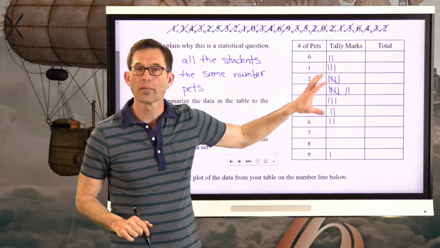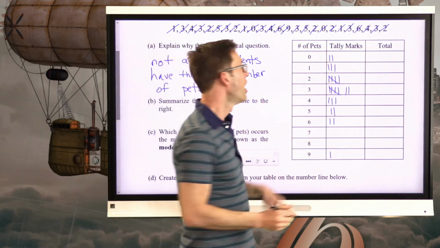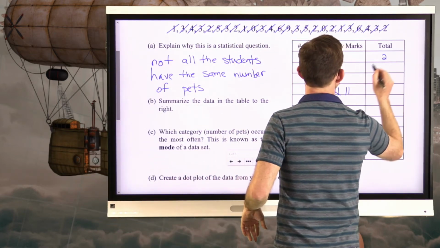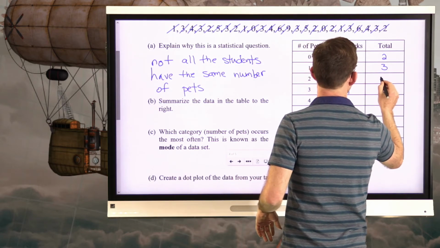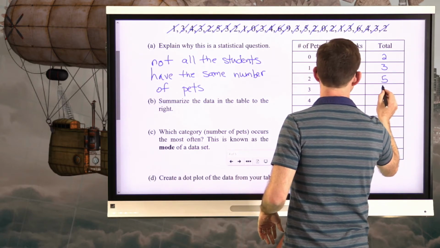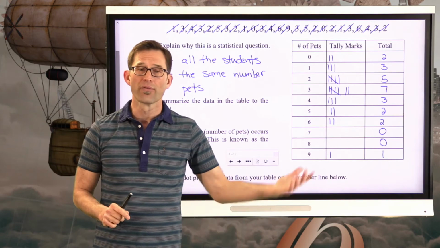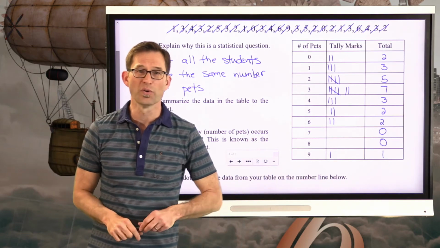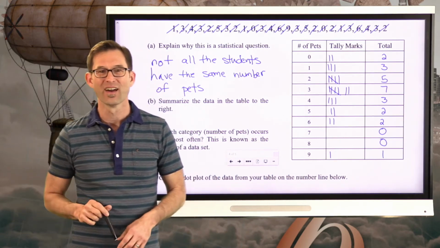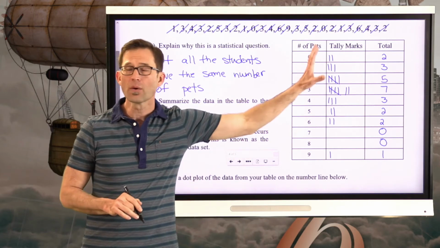Once I've done all my tally marks, it's then easy enough to say, oh, I've got 2 kids that have 0 pets, 3 that have 1, 5 that have 2, 7 that have 3, 3 that have 4, 2 that have 5, 2 that have 6, 0 with 7, 0 with 8, and 1 person has 9 pets. Again, you never know. Maybe they have 3 hamsters and a fish tank. Who knows? You know what I mean? Depends on how you count your pets. All right, so we've got our table.